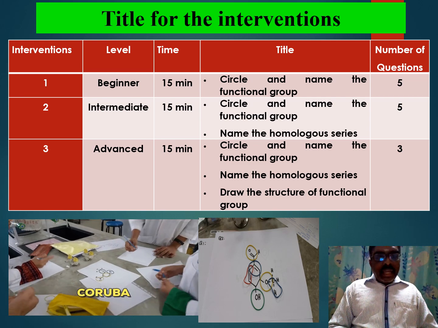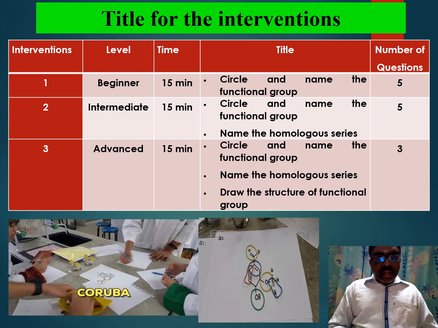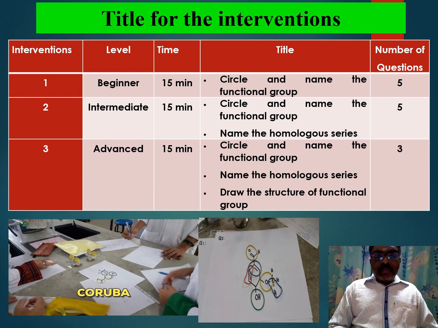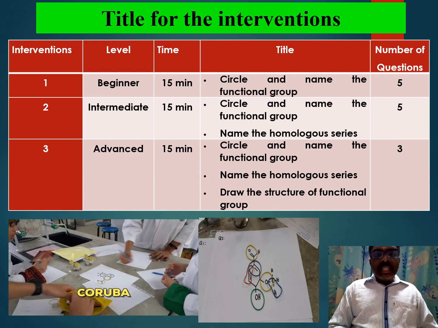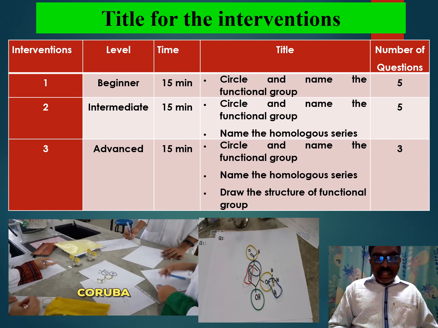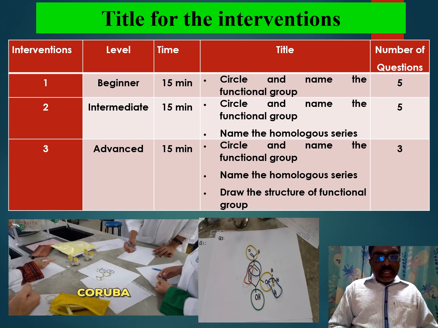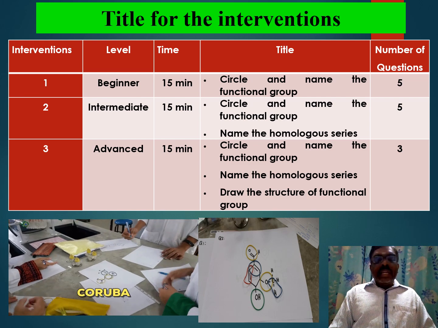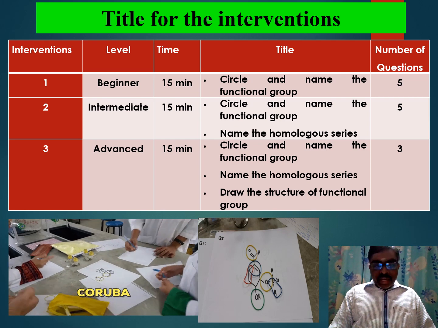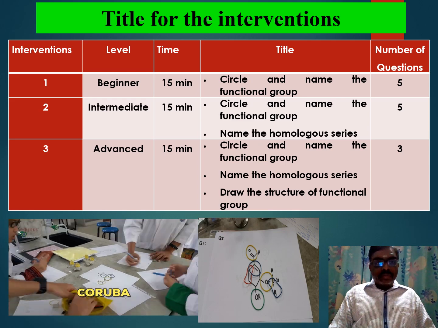Finally, in intervention 3, the advanced level, the time given is 15 minutes and students are given just 3 questions. In the advanced level, students are tested in 3 ways. First, students must circle and name the functional group. Second, students must name the homologous series. Finally, students must also draw the structure of the functional group.